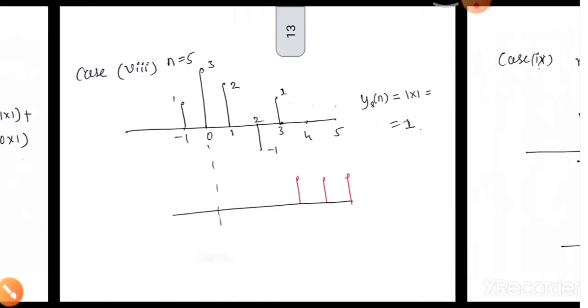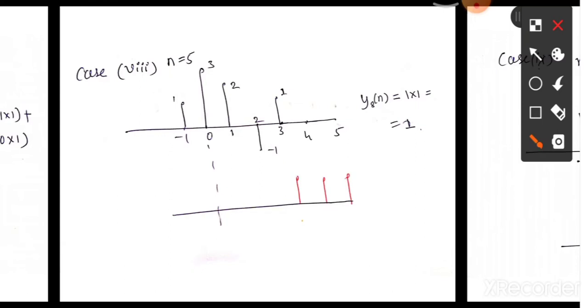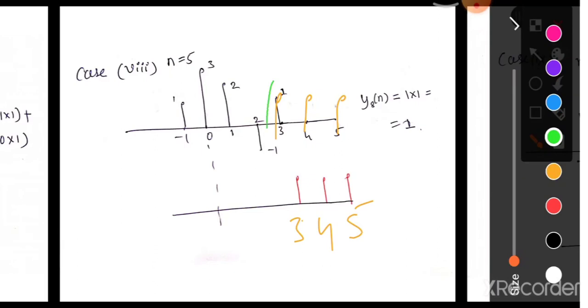Now place where n is equal to 5, so it is at 5, 4, 3. How many signals are overlapped if you are placing on this 5, 4, 3? Only one signal is overlapped, that is both the magnitudes are 1, 1. So 1 into 1 is 1.